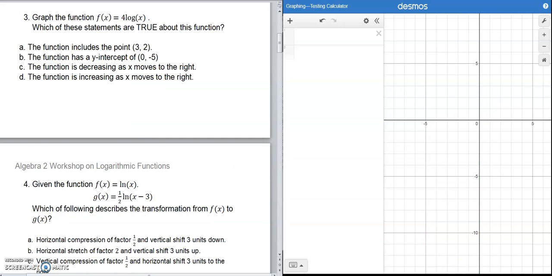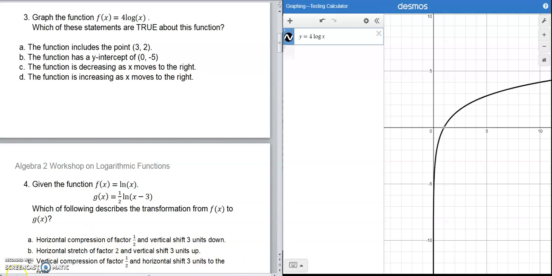Right, so number three, graph the function f of x equals 4 log x. Which of these statements are true about this function? So let's go ahead and plug it in. All right, so let's go ahead and begin the analysis of this question. Letter A says the function includes (3, 2), which is absolutely not.